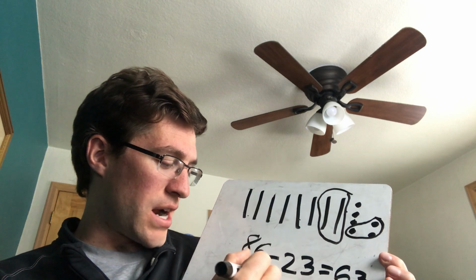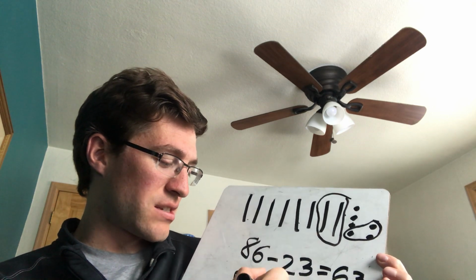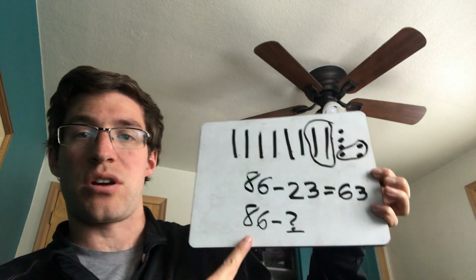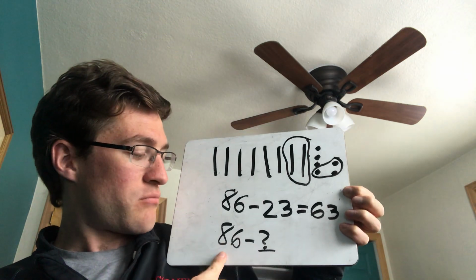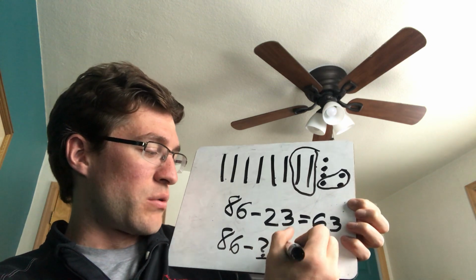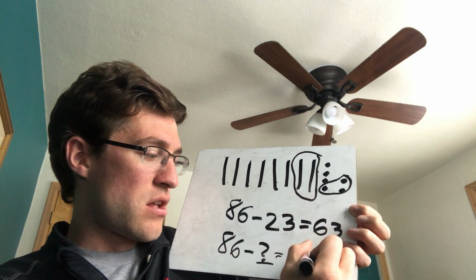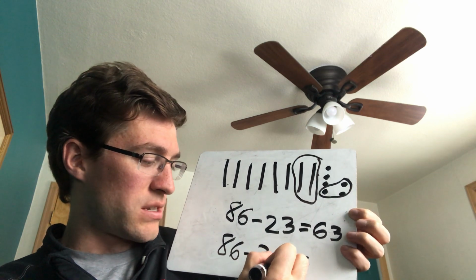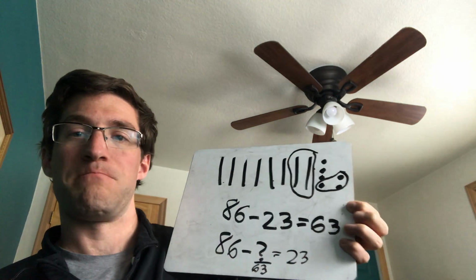Or we could write it, we started with 86, then some fell out of the bowl. We don't know how many. It's our mystery number. Okay, we started with 86. We took some away. We don't know how many. It's our mystery number. We were left with 23. And so the ones that we figured out fell out of the bowl must have been 63. And we can write that down below.